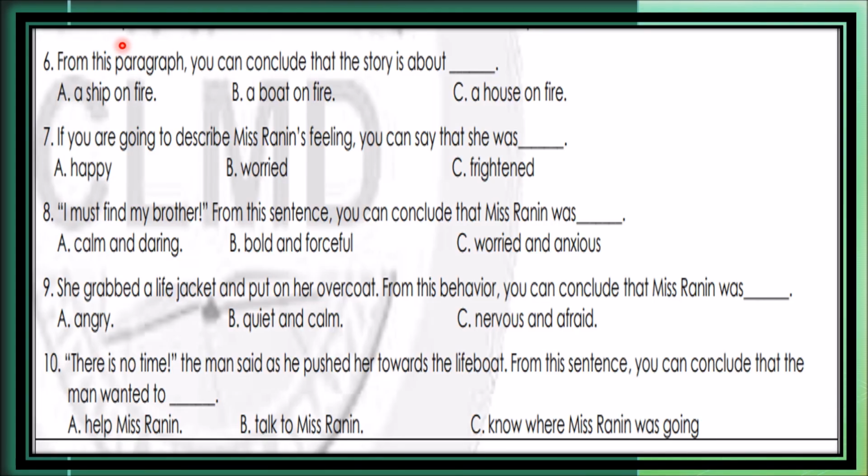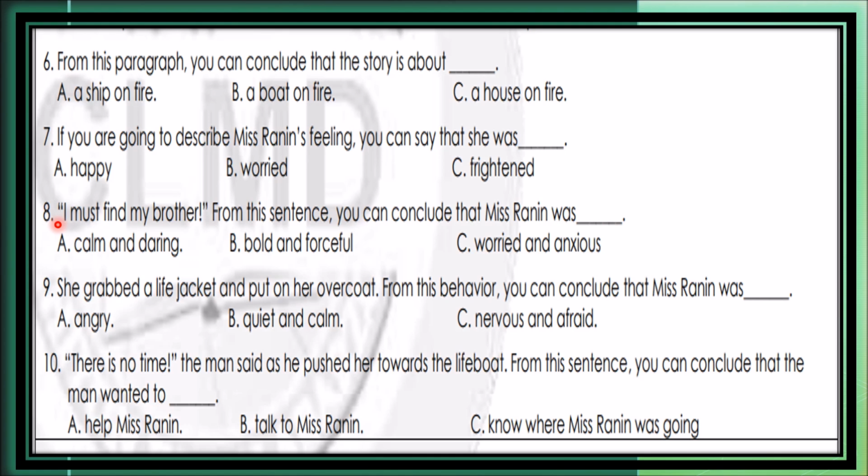For number 6 to 10, let us read first, okay? Let us read all together. From this paragraph, you can conclude that this story is about blank. A. A ship on fire. B. A boat on fire. C. A house on fire. Number 7. If you are going to describe Miss Ronen's feeling, you can say that she was A. Happy. B. Worried. C. Frightened.